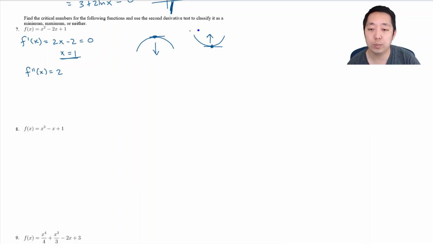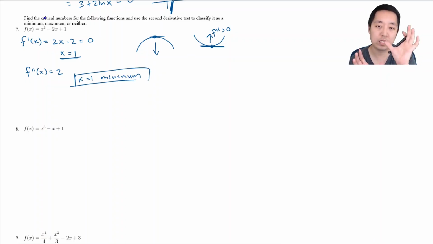And so which picture does that look like? Well, the slope is 0 here, and the second derivative is positive here. Right? Because concave up is second derivative is positive. So x equals 1 is a minimum. And that should make sense to you because this is an upward facing parabola. So, I mean, that would be the minimum.